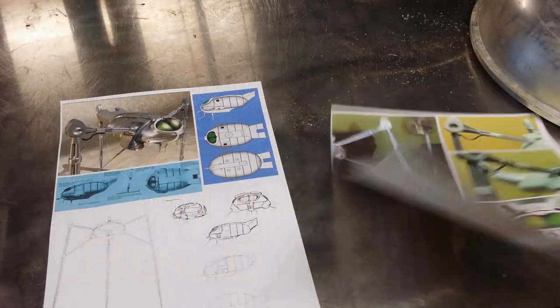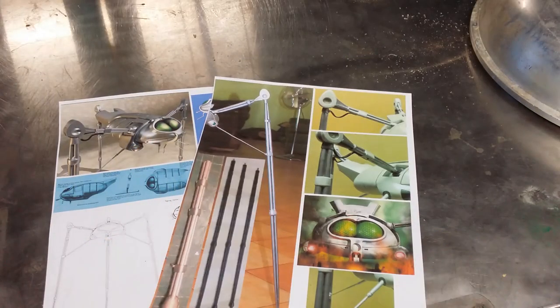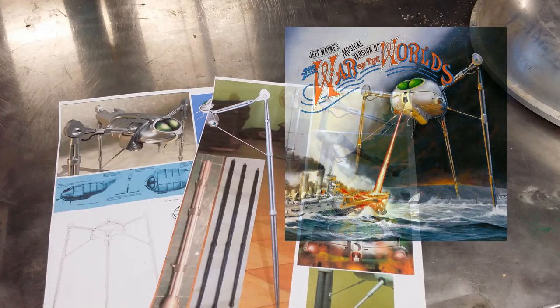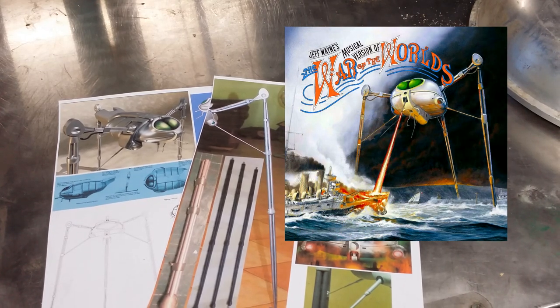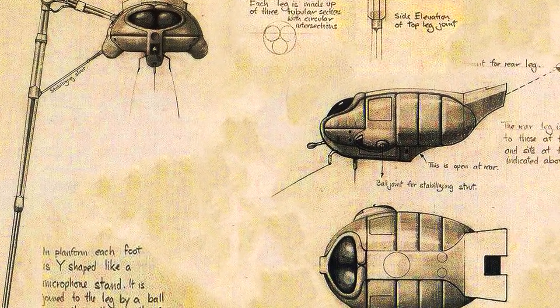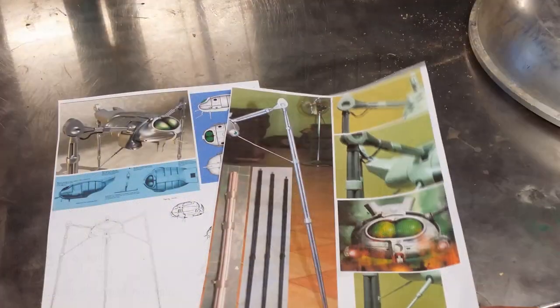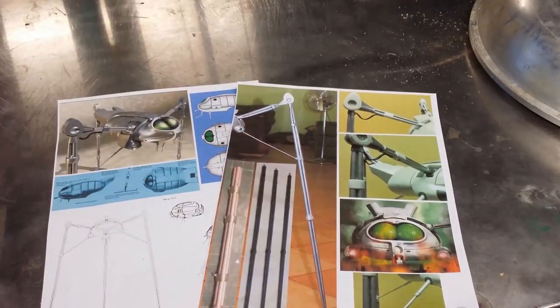So the project that I'm tackling this time around is the Martian fighting machine or tripod that's featured in Jeff Wayne's version of The War of the Worlds. It's the version I knew growing up as a kid, and the cover art and illustrations done by Michael Trim have always stuck with me as a version I'd really like to make one day.